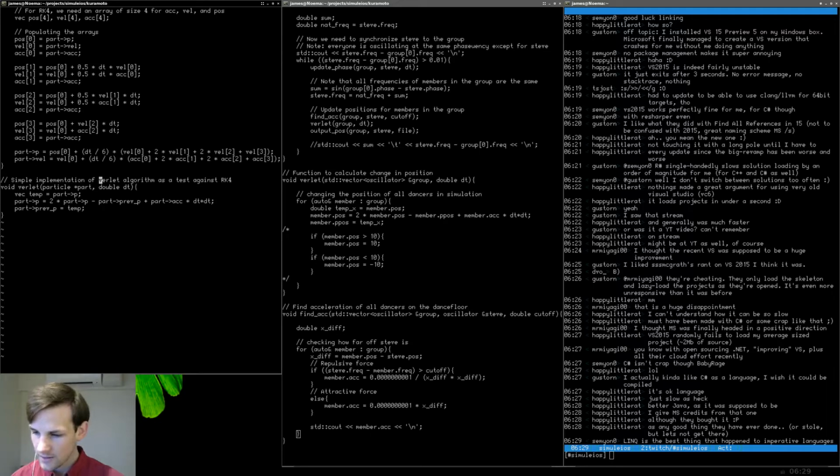That's okay. LINQ is the best thing that happened to imperative languages. Let me see. Guys, let me get another quick sip of water. I'm super thirsty, but that's okay. It's also 6:30 in the morning. I guess we'll continue to figure out what's happening with the code, and then we'll go from there.